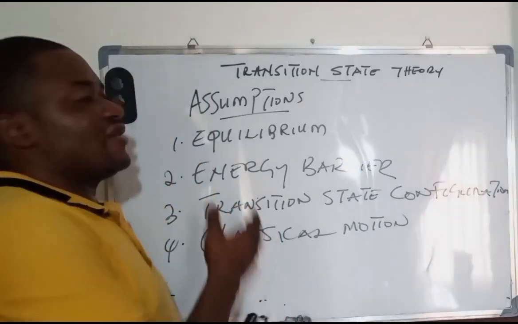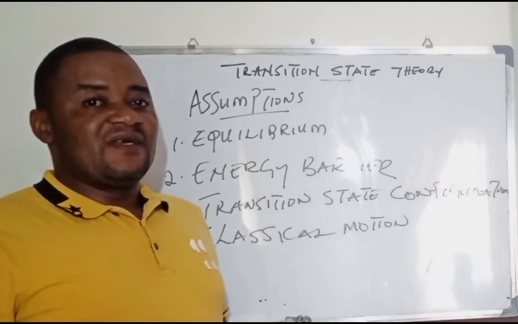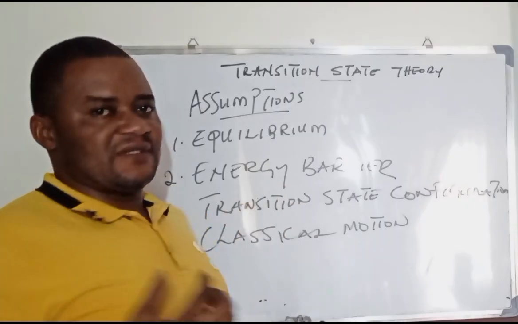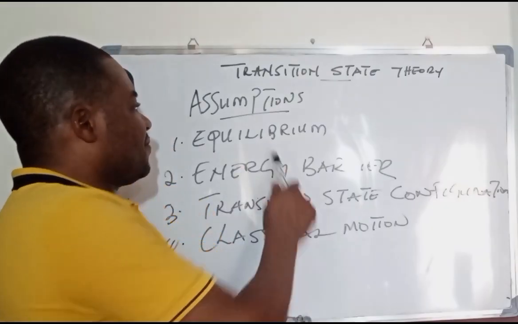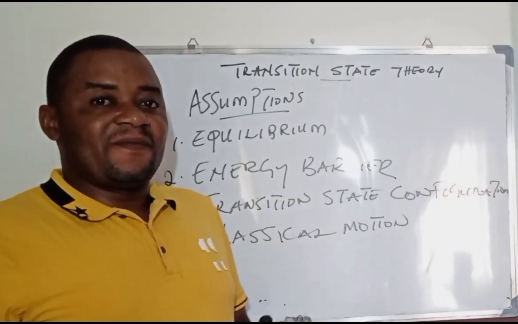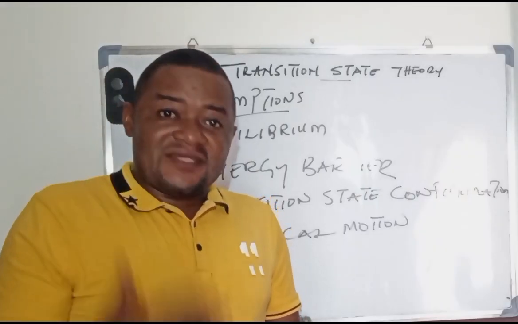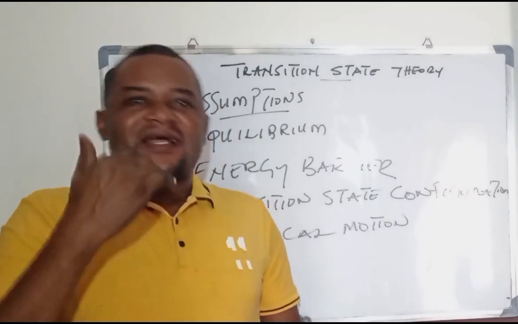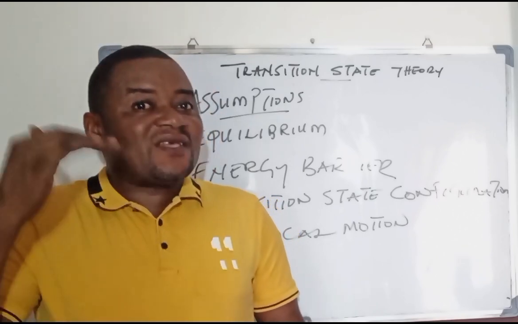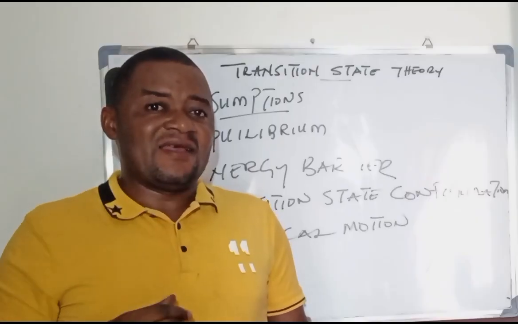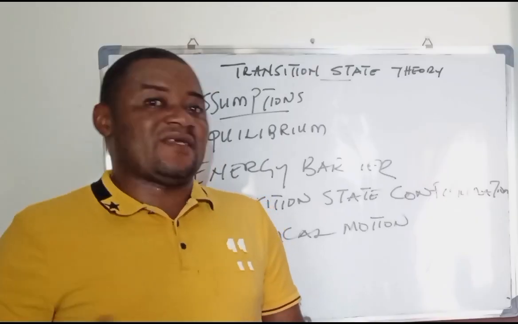Now these are the four assumptions of the transition state theory. And with these assumptions at heart, you'll be able to understand the theory. Now, the equilibrium assumption simply says that there exists an equilibrium between the transition state and the reactants. Yes, and that this equilibrium is a quasi-equilibrium. Quasi-equilibrium in the sense that there is a formation and deformation of the transition states.